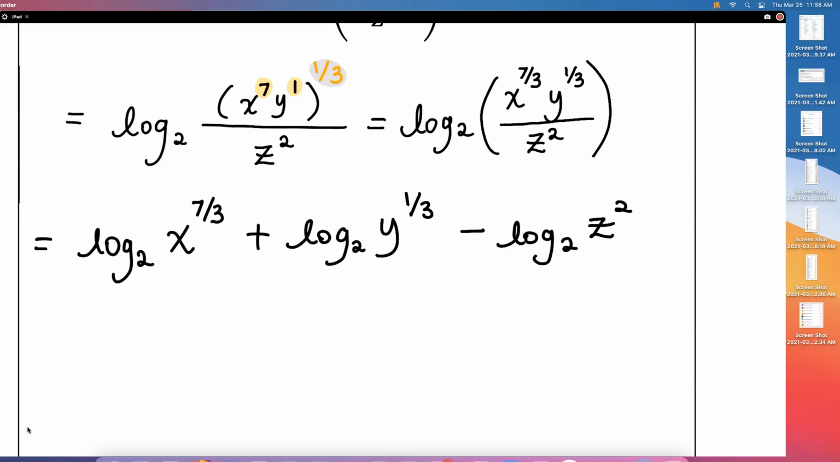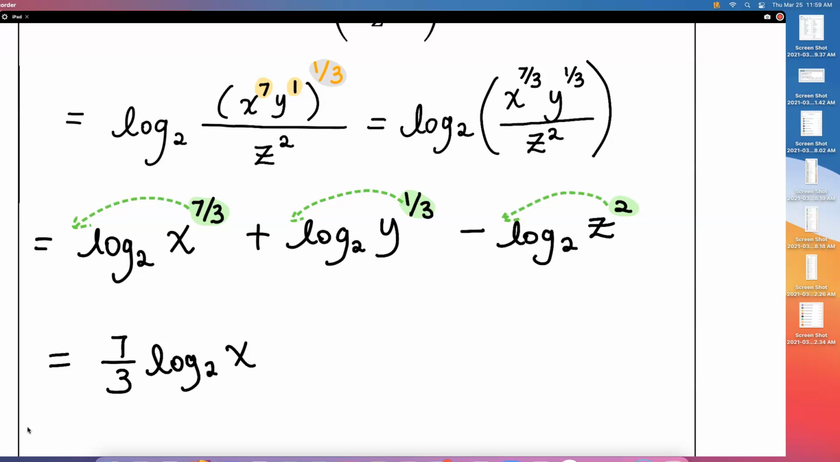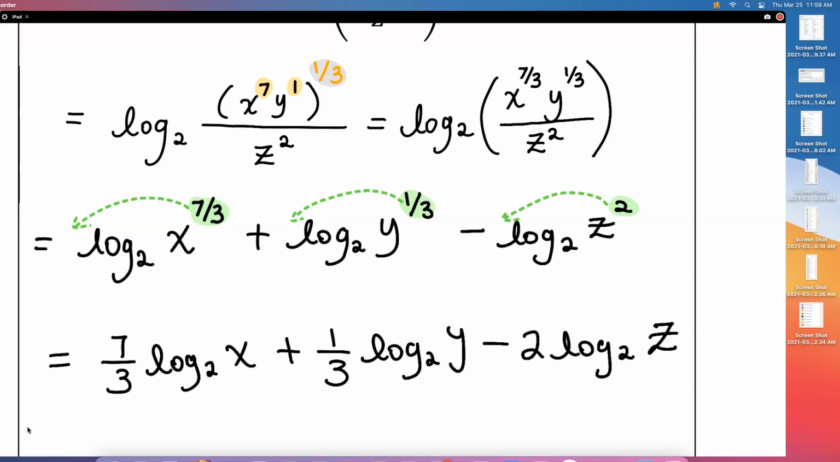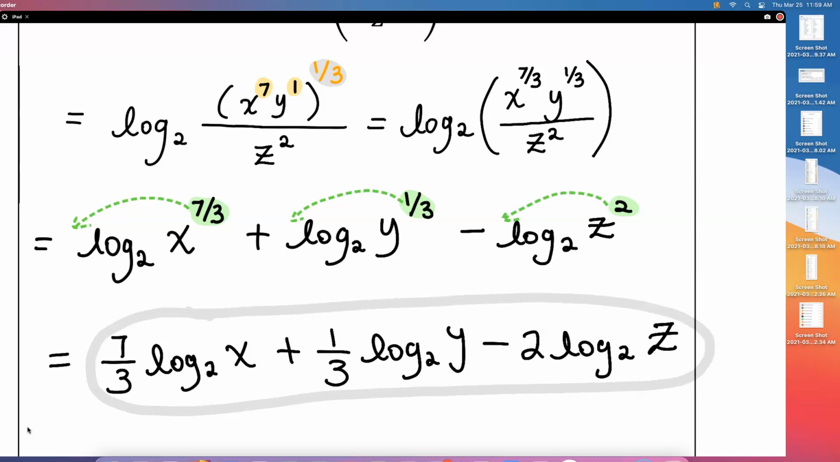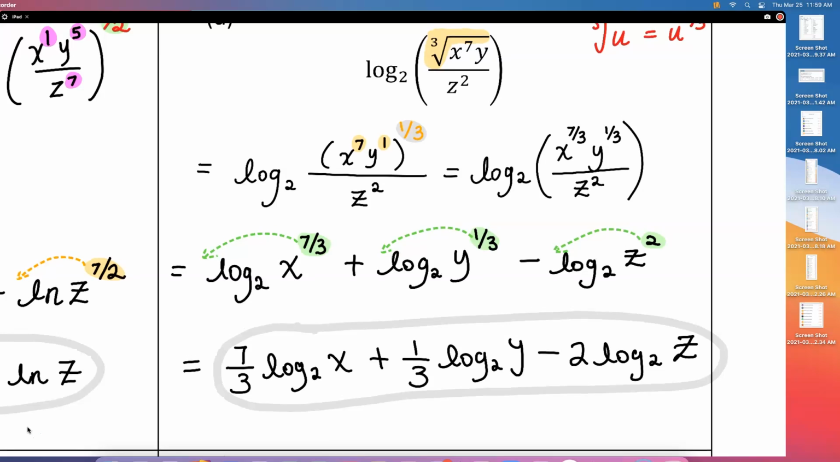Okay. Now, lastly, we're almost done. Let's bring these exponents down in front of our log expression, so they are all coming down, and that will be our final answer. So let's write it down. So this is 7/3 log base 2 of X plus 1/3 log base 2 of Y minus 2 times log base 2 of Z. So that is how you can expand a single logarithmic expression into 3 separate ones using all these properties that we talked about.